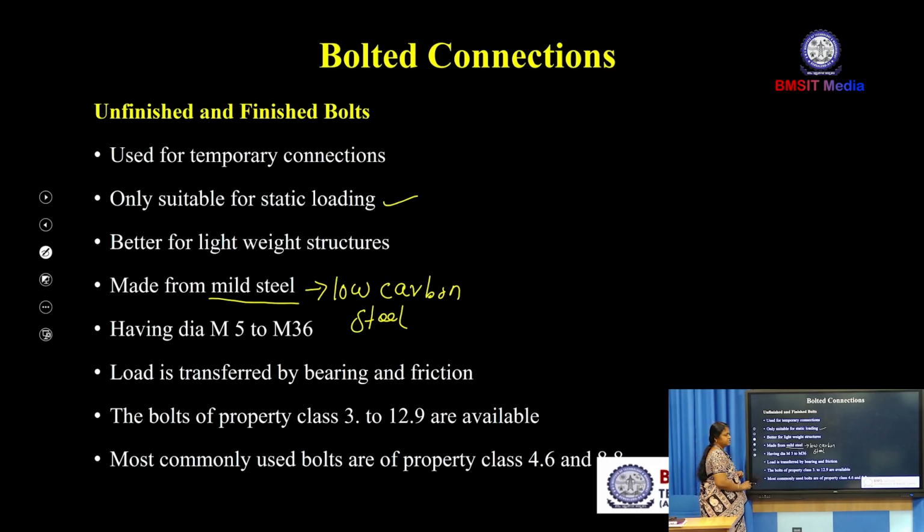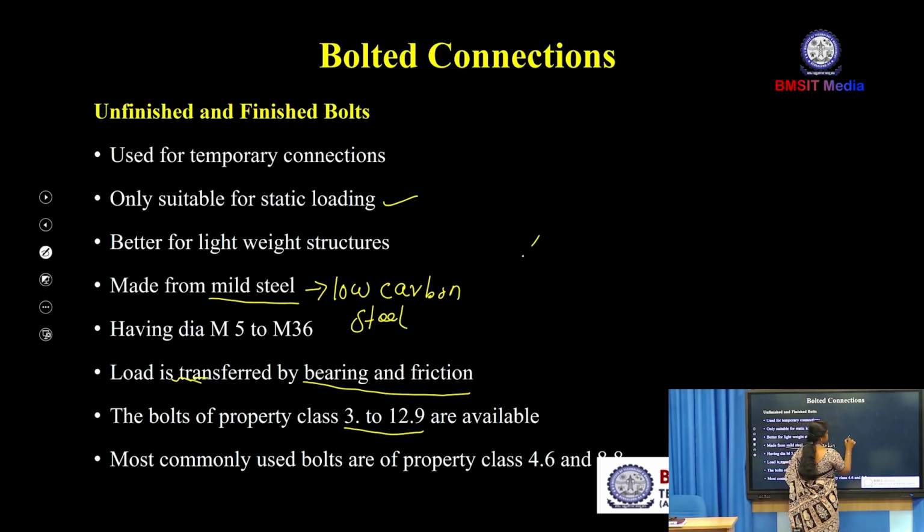In the unfinished and finished bolt, load is transferred by bearing and friction. Through bearing and friction only, the load is transferred to the plate. Here, bolts of property class 3.6 to 12.9 are available. The most commonly used bolts are 4.6 and 8.8. Here we can mention the grade of bolt as 4.6 or 8.8.